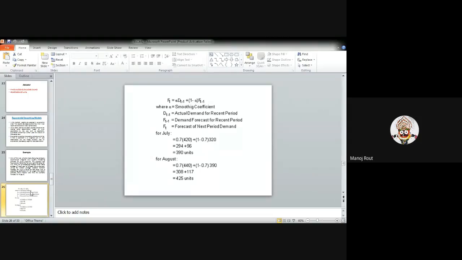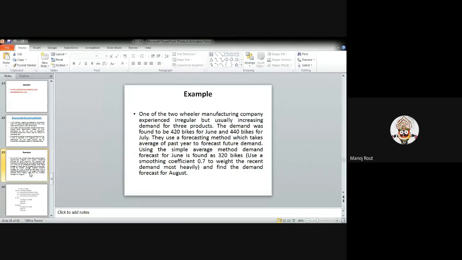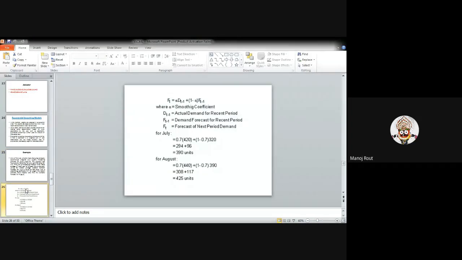If you calculate the forecast for July, that is 0.7 into 420, that is the demand for the month of June, 420, and 1 minus alpha, 0.7, into the forecast demand for the recent period, that is 320. So if you calculate this, it is 390 units.